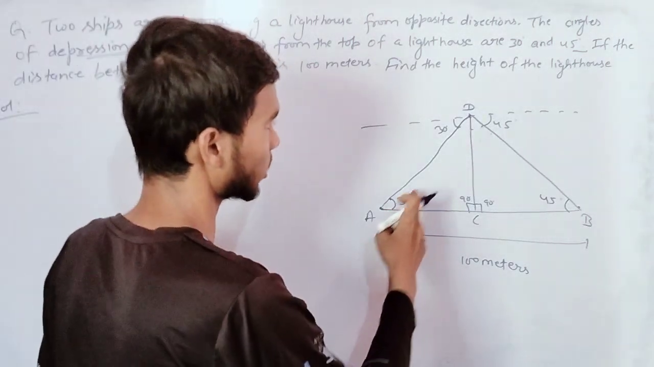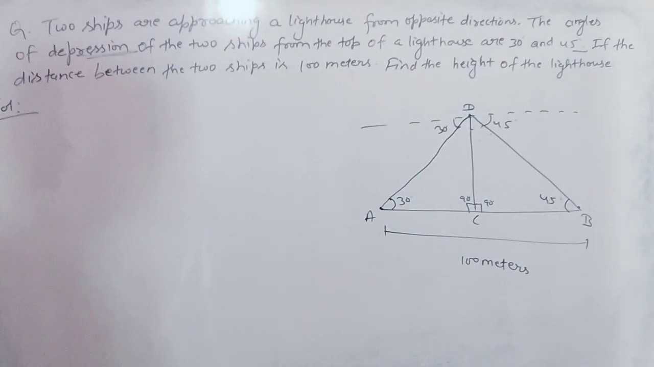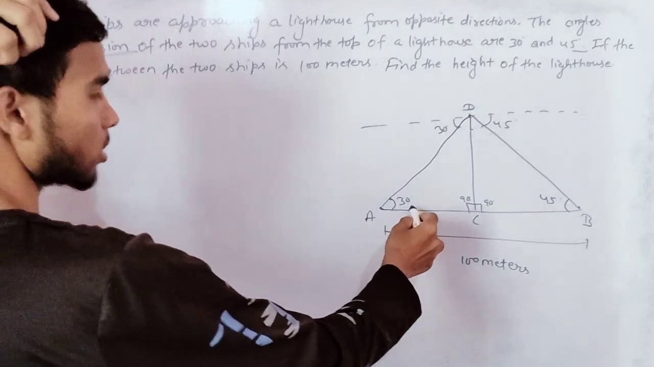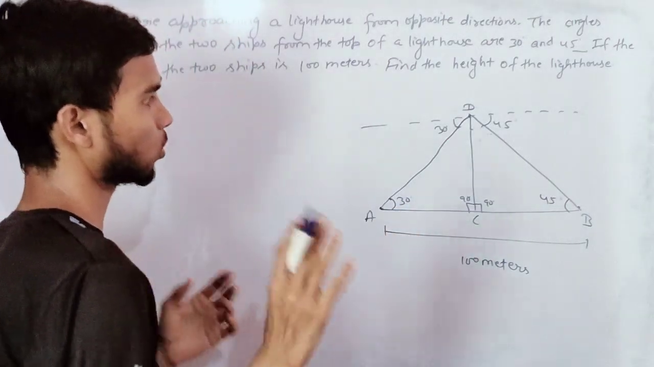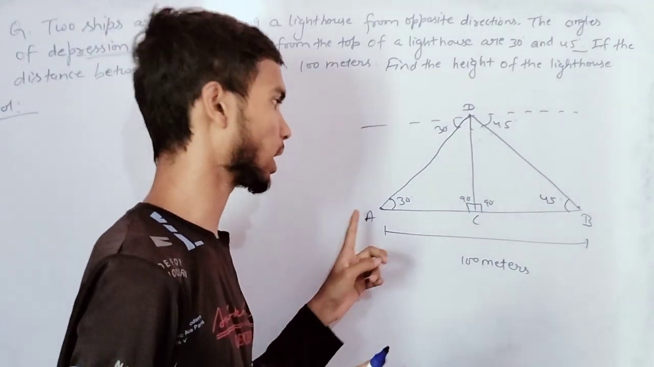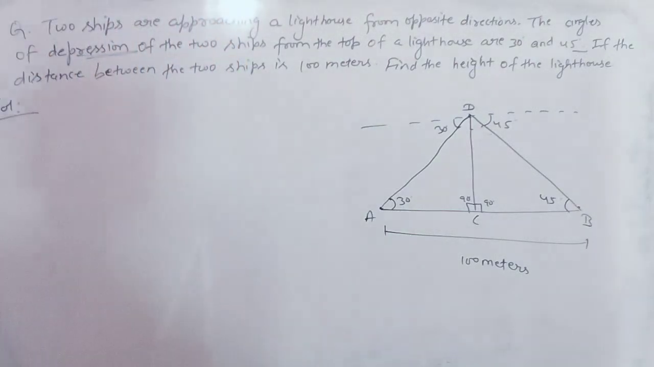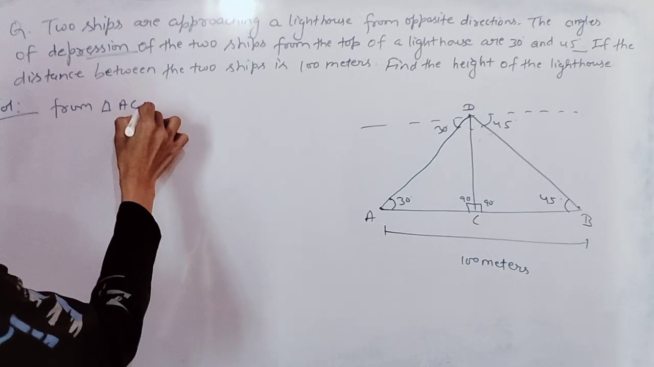If it is 30, then this will be 60. It is 45, so of course this will be 45. Now what else? According to this data, we have two right triangles, ACD and BCD. From triangle ACD.